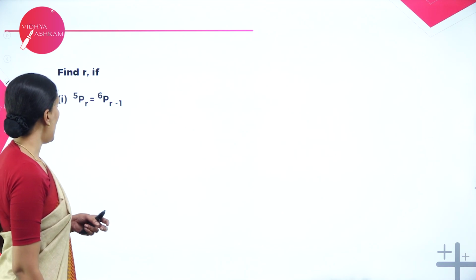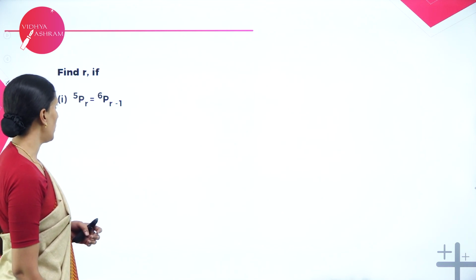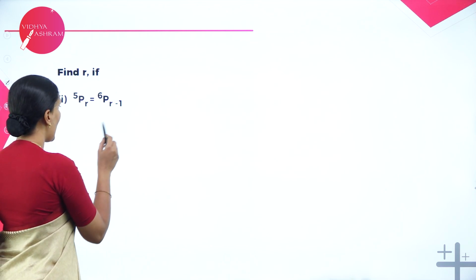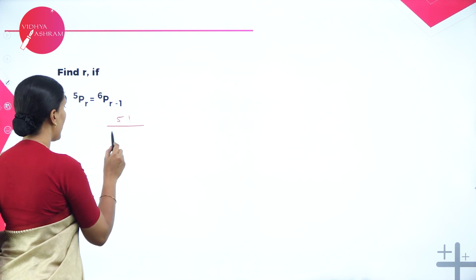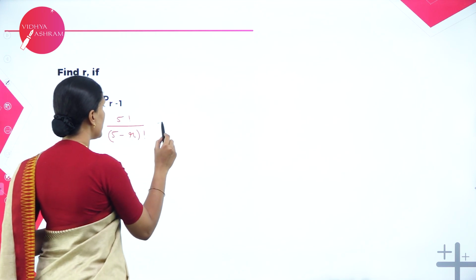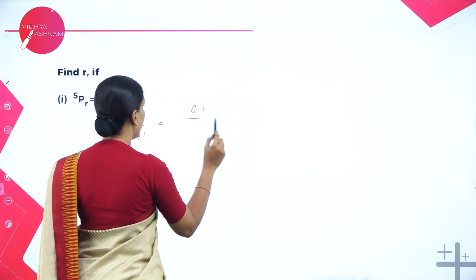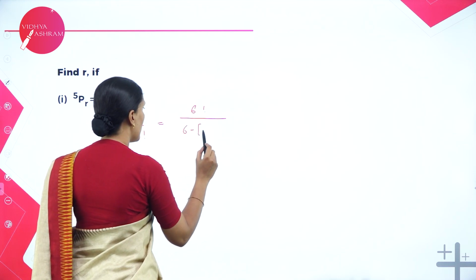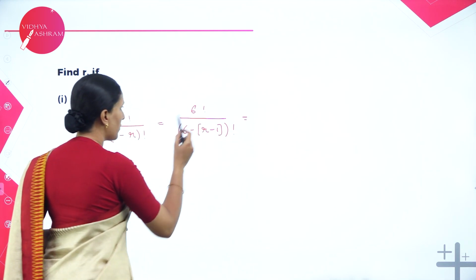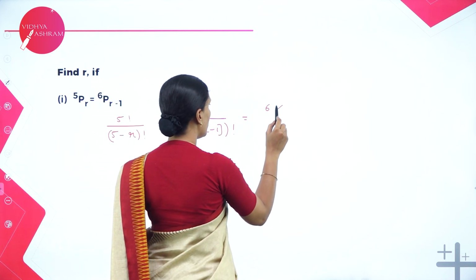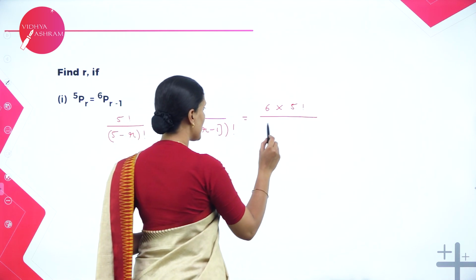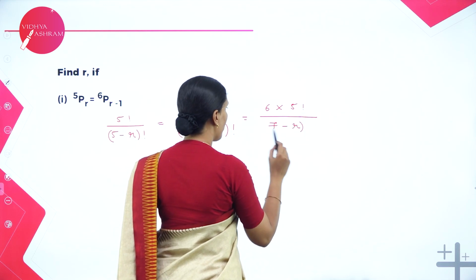Next question, find r if 5Pr is equal to 6P(r minus 1). 5Pr can be written as 5 factorial divided by (5 minus r) factorial. And this equals 6 factorial divided by (6 minus (r minus 1)) factorial. 6 factorial can be written as 6 into 5 factorial, and 6 minus of minus 1 is plus, so it is (7 minus r) factorial.